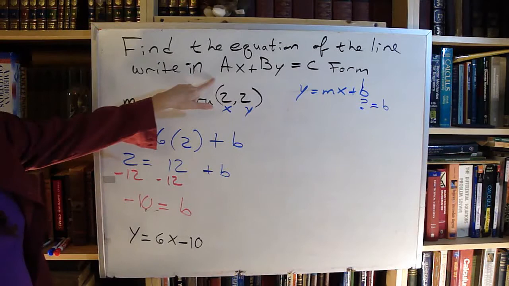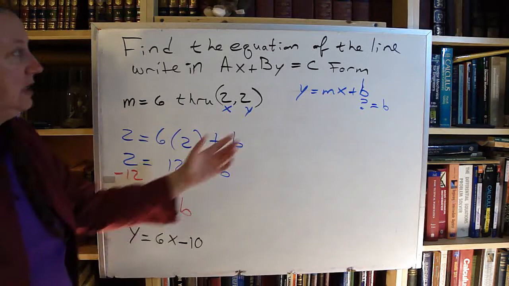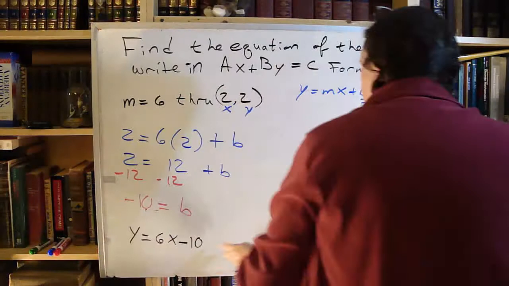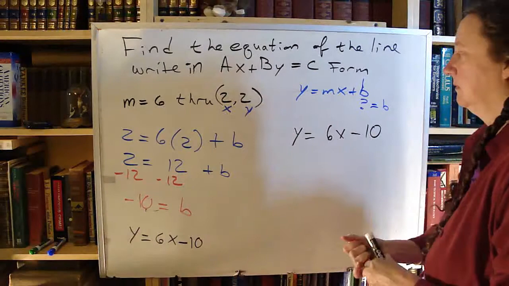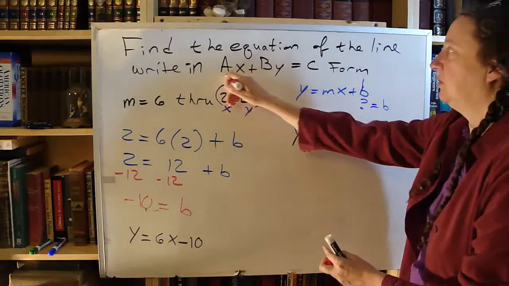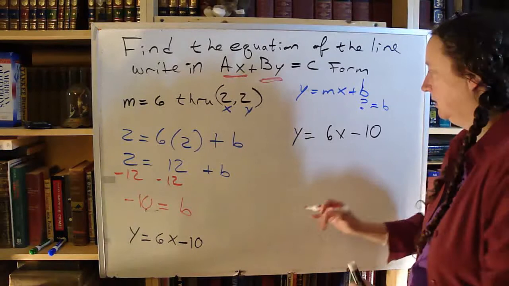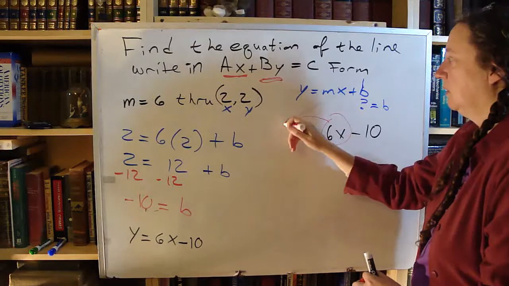However, they are telling us to write it as ax plus by equals c. So that means that I have to change this format into that format. So I'm just going to copy this down over here. y equals 6x minus 10. I want to have both my x term and my y term on the same side of the equal sign. So I see that I need to move this 6x over to the other side of the equal sign.